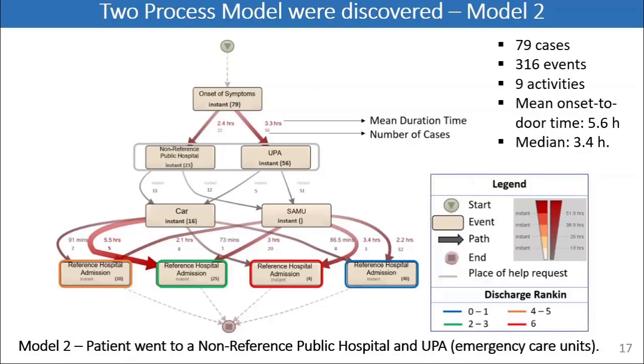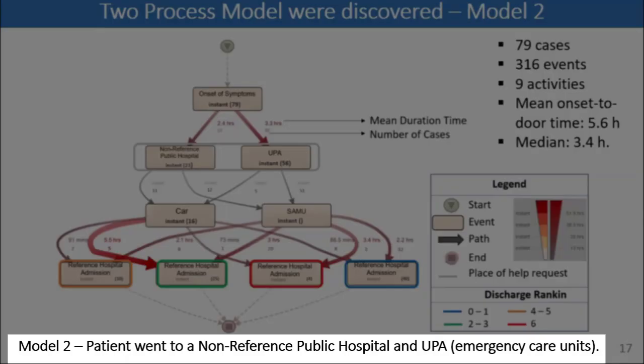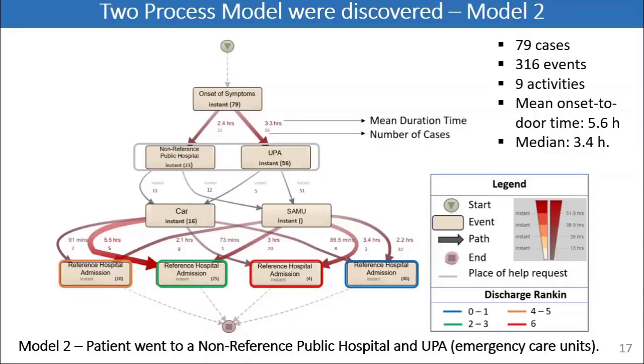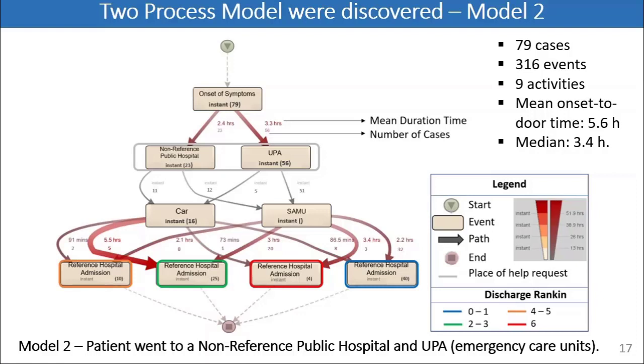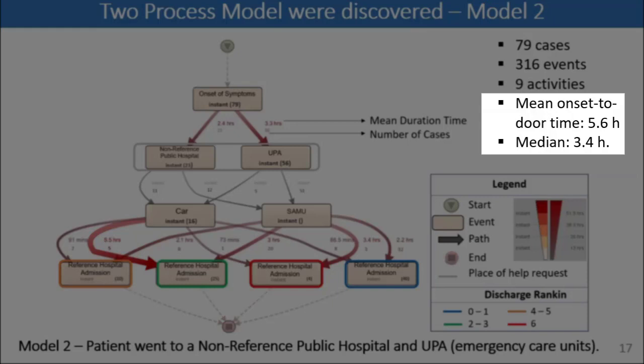The second model displays the flowchart of patients that, after experiencing the first stroke symptoms, sought help and were referred to public healthcare institutions other than the stroke reference hospital. In this model, 79 cases were analyzed and generated 316 events distributed into 9 activities, making it feasible to display all the activities and routes followed by the patients until hospitalization. The mean onset-to-door time was 5.6 hours, and the median was 3.4 hours.